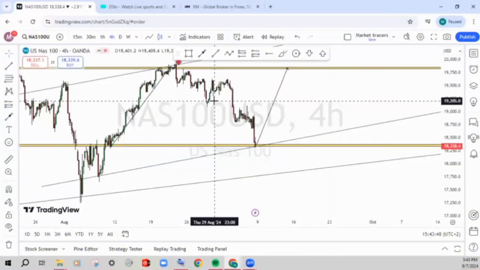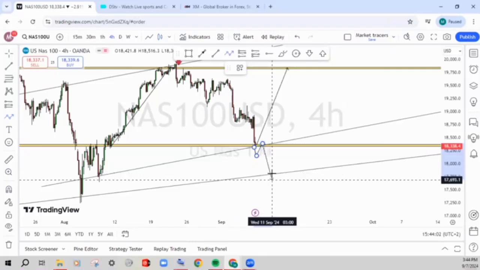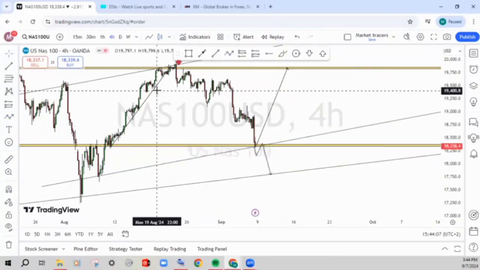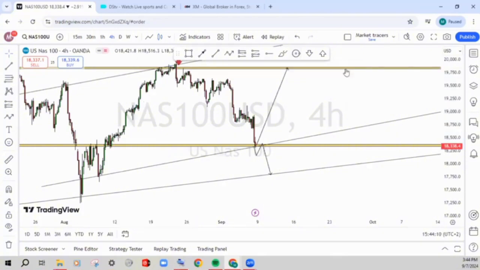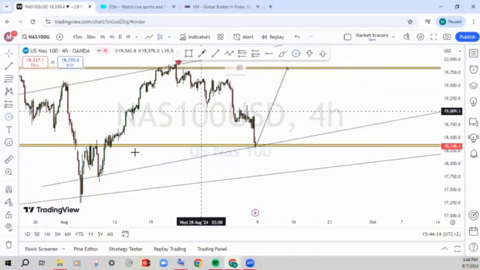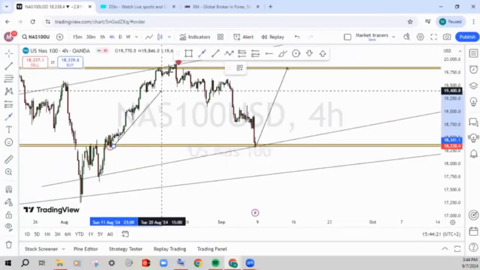So I will also come and check what happened around this level previously. We can see that previously it was on Friday the 9th of August 2024. The market gave us a bullish movement to the upside, guys. An aggressive bullish movement. Like I told you in the beginning, what NASDAQ did before, it can do in the future, guys.